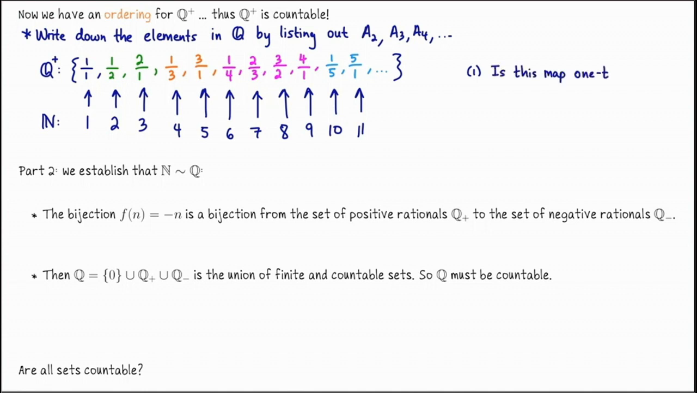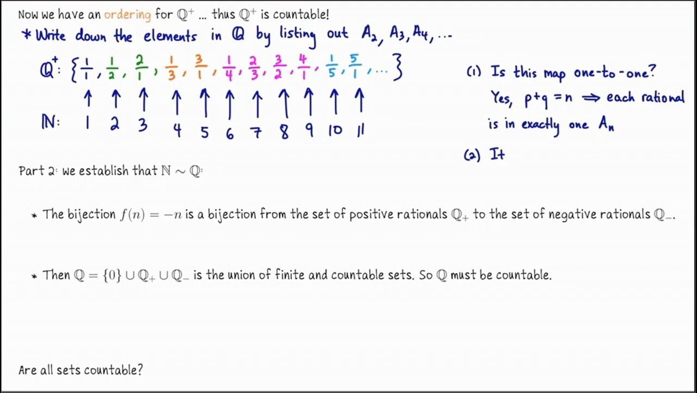And the answer is yes, because once you've put a rational number in reduced form, its sum is unique. The rational number 5/7 has a sum of 5 plus 7 equals 12. It will appear in A12 exactly once, and that's it. So each rational number only makes one appearance in this enumeration. So only one natural number will map to it. That's the condition of being 1-to-1. The second question is, is it onto, or is it surjective? And again, because each reduced form has a sum, each rational number will make an appearance.